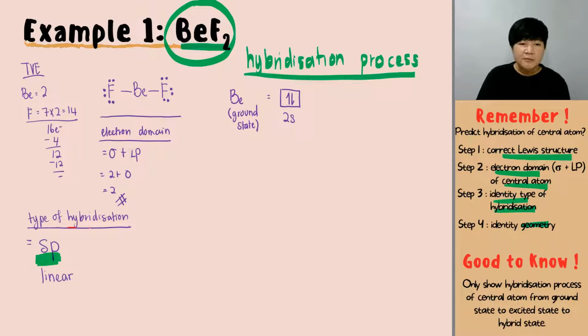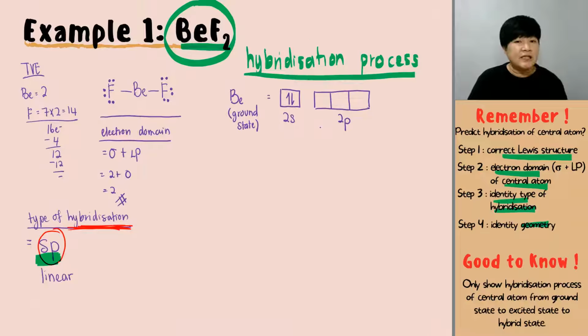But because of the type of hybridization that we have determined a moment ago, we know that your beryllium is sp, where you need one orbital from the s and another orbital from the p. Therefore, in this beryllium ground state, you still need to draw the 2p orbital, even though we don't have any electron in that, because we need to use it for this hybridization process. Next, moving to the beryllium, the next stage is your excited state.